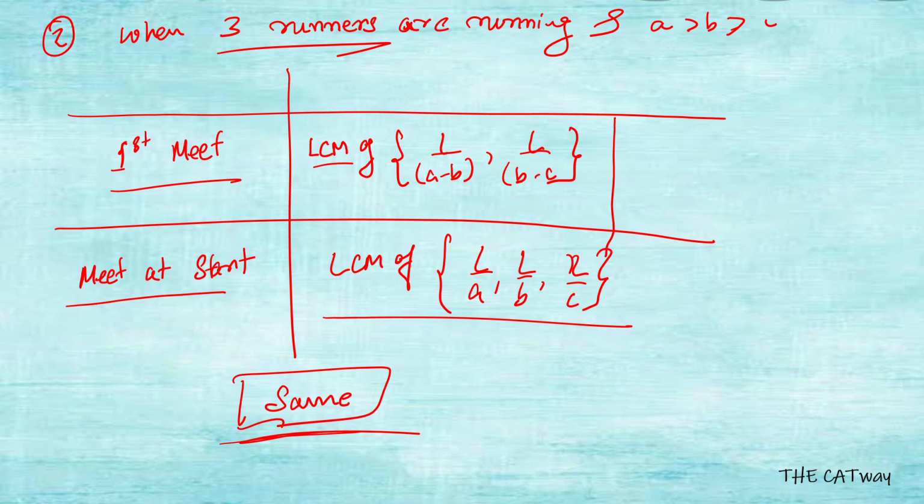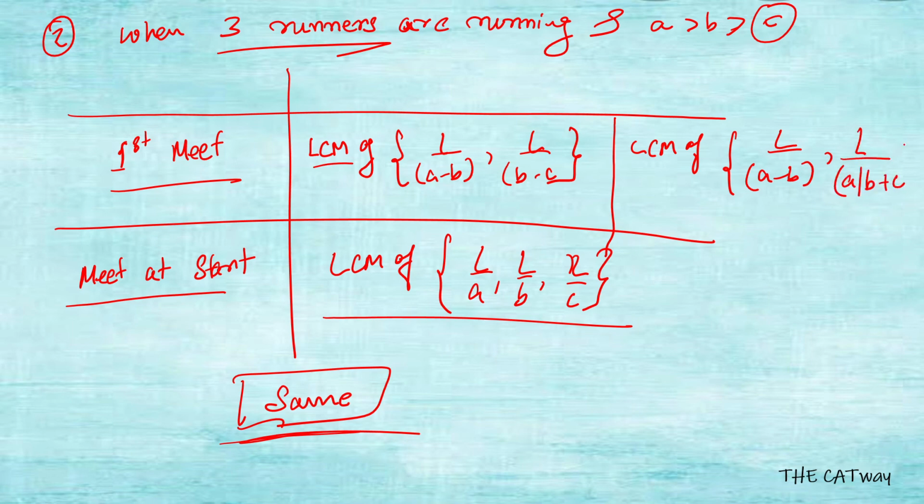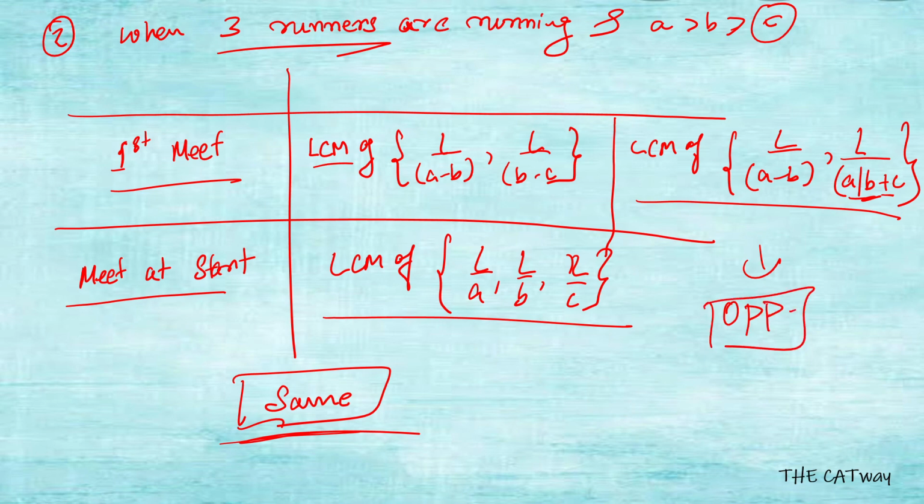For the first meet, the change which is going to come is this: let's say C is moving in the opposite direction. Then it will be LCM of L by A minus B, because they are running in the same direction, and L by A plus C or B plus C. Whatever you want to take, A or B, doesn't really matter. Just there will be an addition sign because C is running in the opposite direction with respect to both of them. So this is the third case, for opposite direction. When one is in the opposite direction, generally it is not asked, but it's better to know.